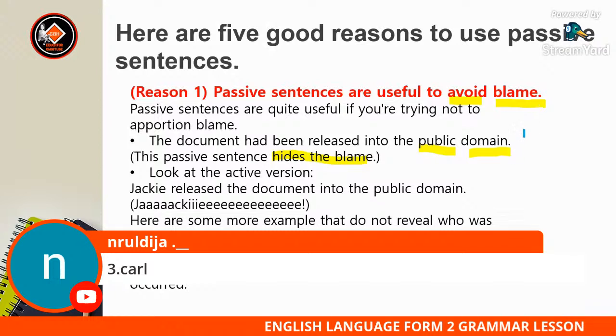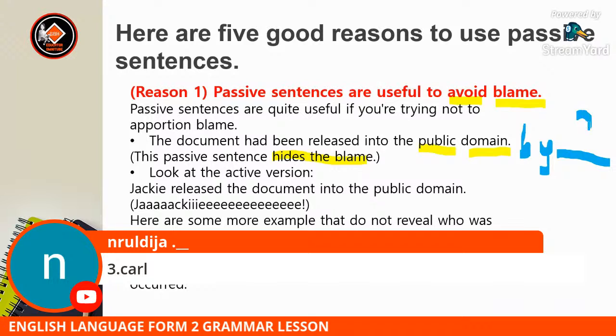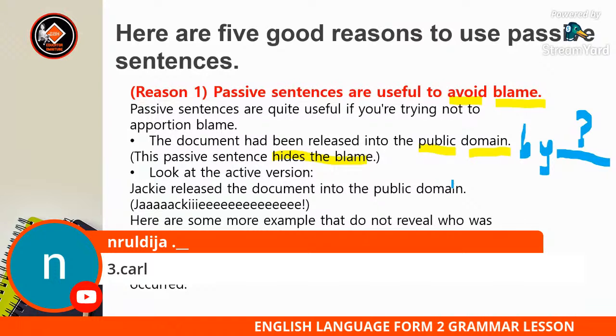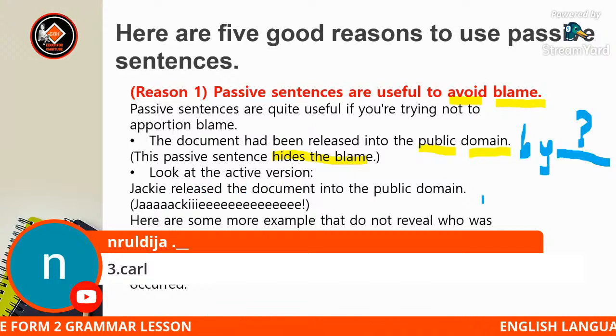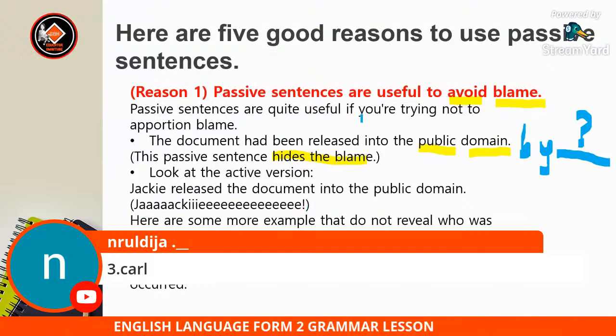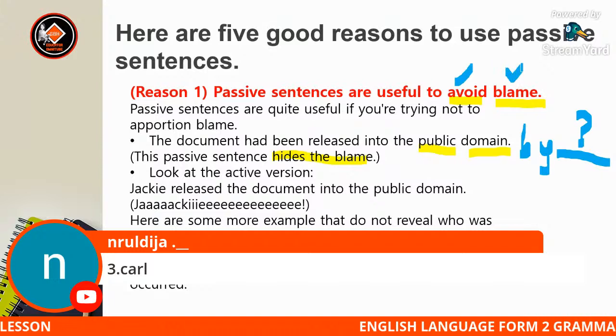Okay, there is no "by." By who? Who released the document? Okay, to the public domain. Public domain ni di pihak orang ramai. Okay. Look at number 2, the active version. Jackie released the document into the public domain. So the doer here is Jackie. Okay. But here there is no blame. You don't put the name of Jackie here, "by Jackie." Okay. So this is to avoid blame.